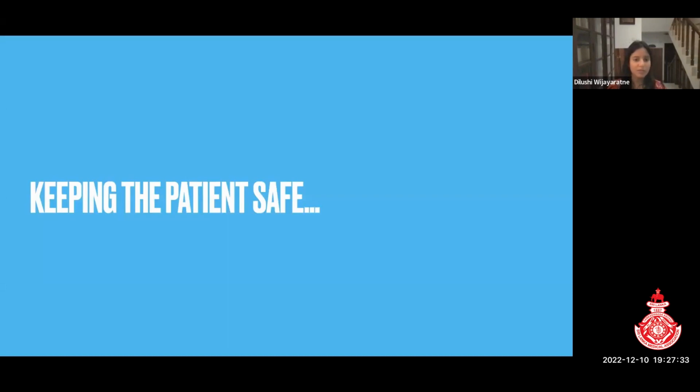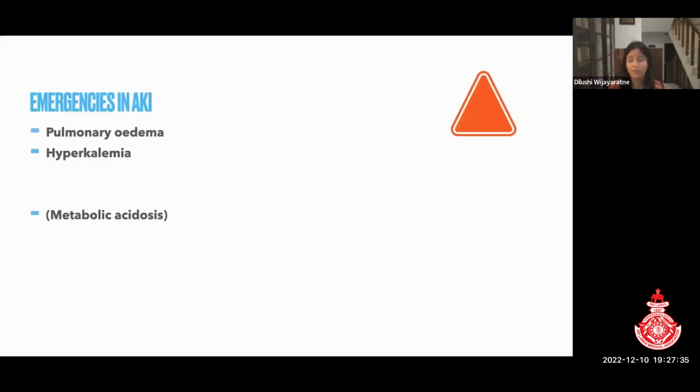So if we look at keeping the patient safe, why are we worried about acute kidney injury? Because patients can die of AKI. And how does this occur? The two main emergencies are pulmonary edema and hyperkalemia, and also metabolic acidosis if it is very severe. So pulmonary edema, if the patient has a life-threatening degree of pulmonary edema, it will be obvious. But hyperkalemia, you may easily miss it if you don't look for it. So you have to check it.